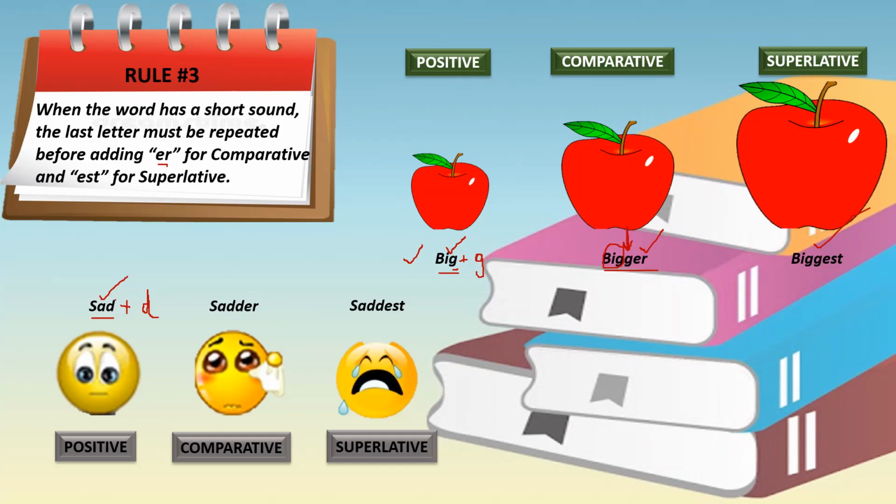So simply, according to rule number 3, the adjective sad, which is in the positive degree, has the comparative form sadder and the superlative form saddest. So this is rule number 3. Let us move ahead with the next rule.